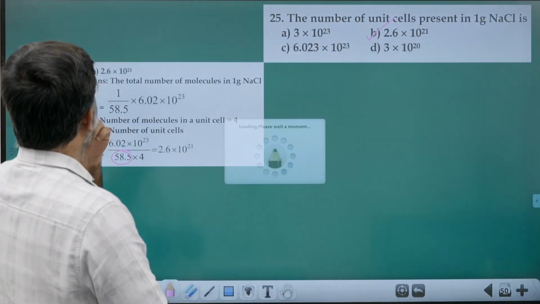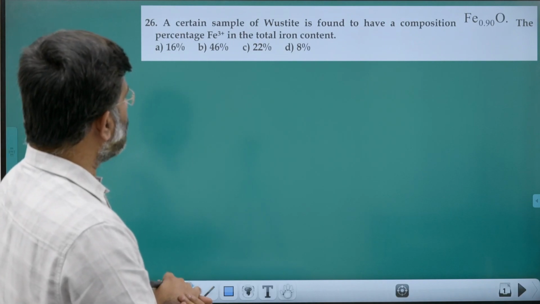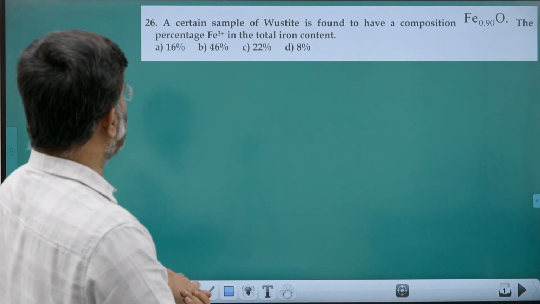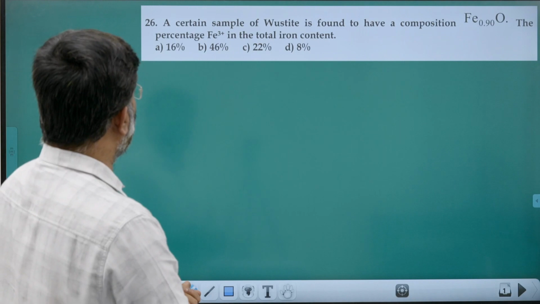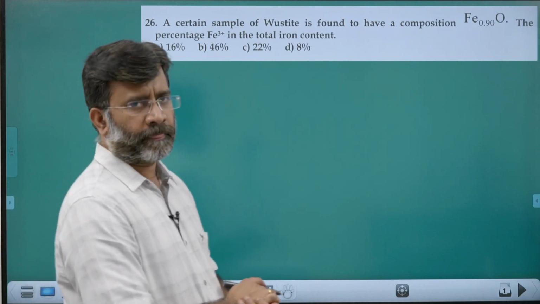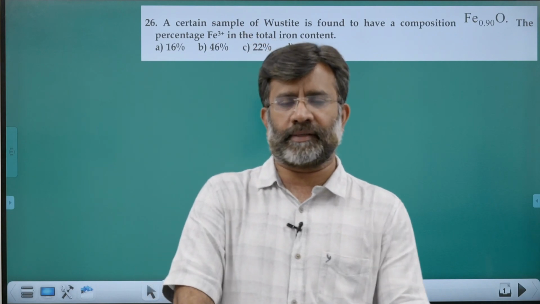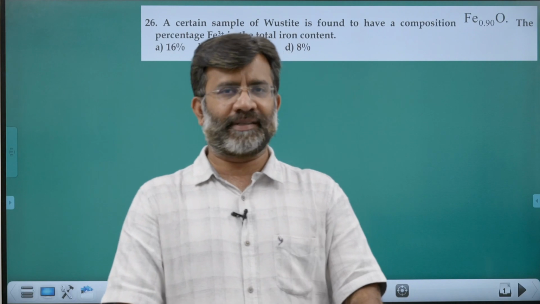A certain sample of wustite is found to have a composition iron 0.9, oxygen 1. The percentage of Fe3+ in the total iron content is? This is a metal deficiency defect.